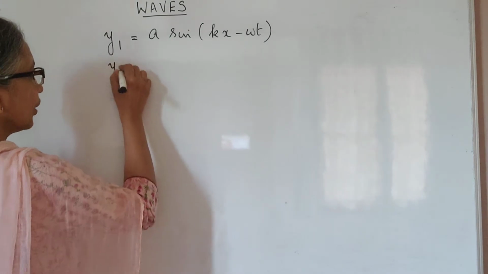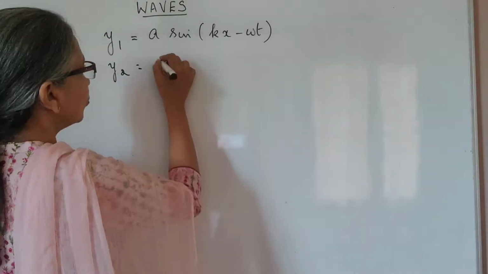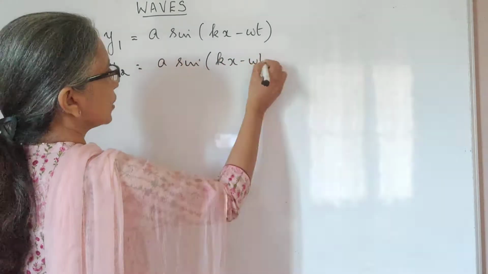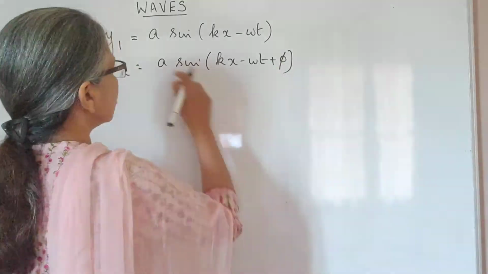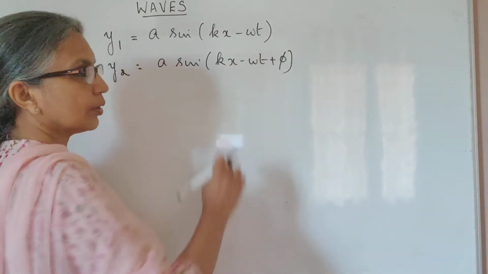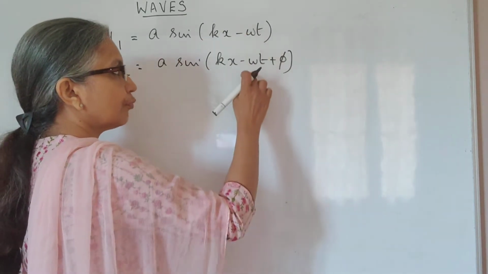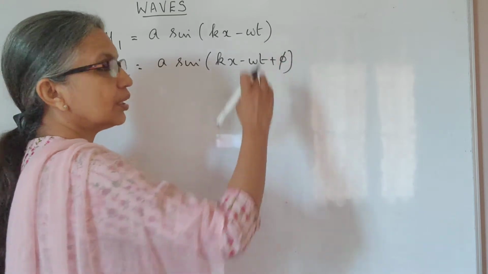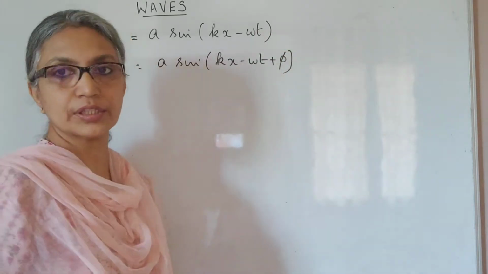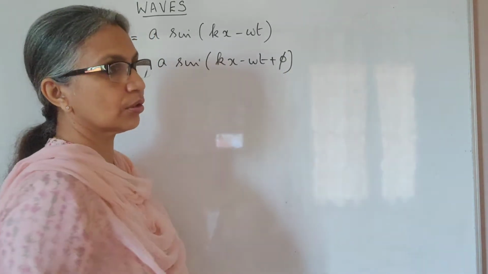Now we have a second wave traveling simultaneously through the medium, acting on this particle, which is given by A sin(kx - ωt + φ). You see these two waves have the same amplitude. They both are traveling along the positive x-axis. They have the same wave number and the same frequency, but they differ in the phase difference, that is, the initial phase. Here the initial phase of this wave is 0. Here we have a phase of φ.